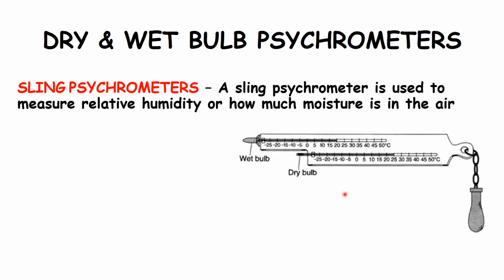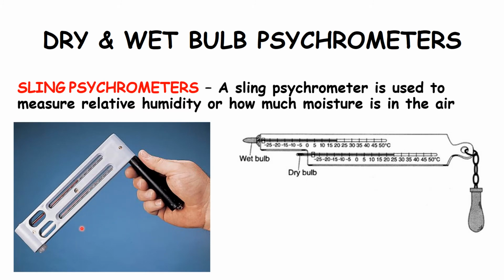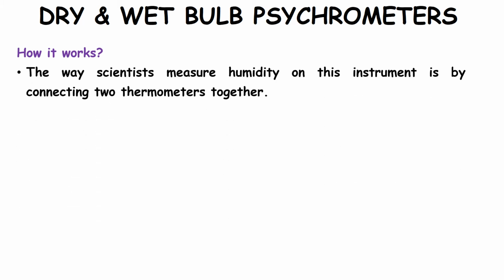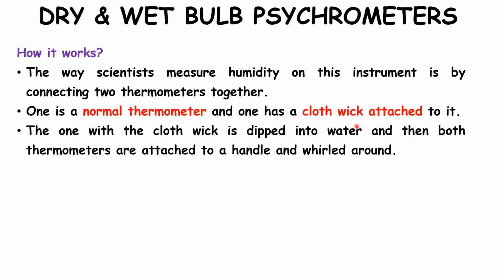This is the diagram that you'll be drawing even in your exam papers. As said in the previous slide, it has two thermometers. One is the wet bulb and the other is the dry bulb. This is how it's going to look in real time. Yes, how it works. Basically, it measures humidity by connecting two thermometers together. As I've told you, one is a normal thermometer, and the other has a cloth wick attached. The normal thermometer is the dry one and the cloth wick one is wet. That is what is mentioned in the third point also.